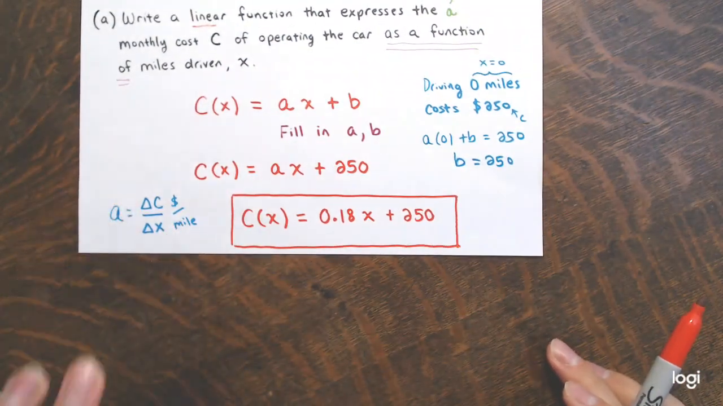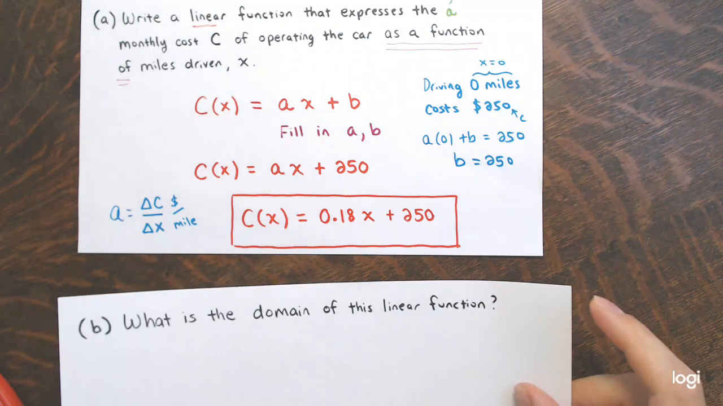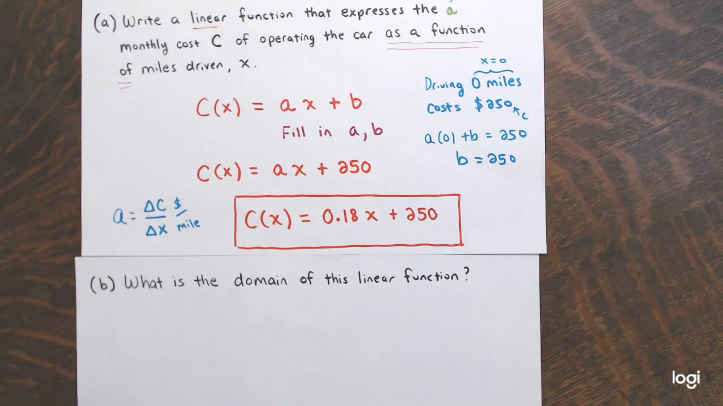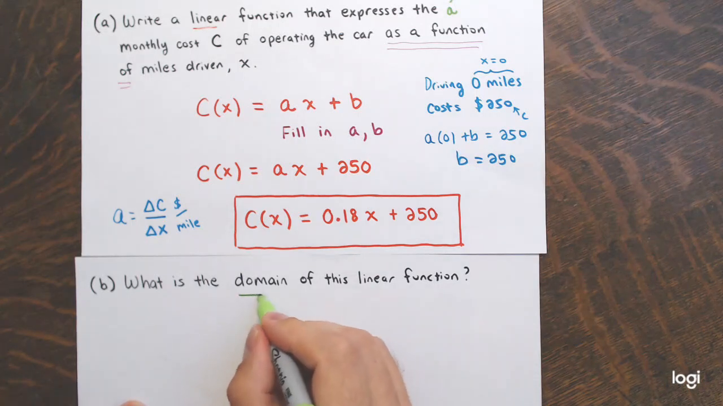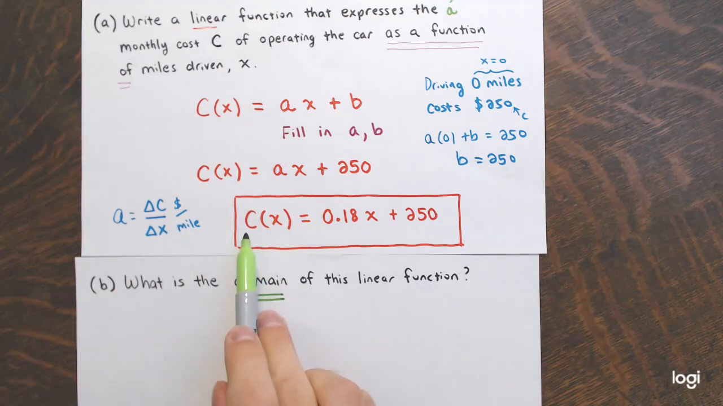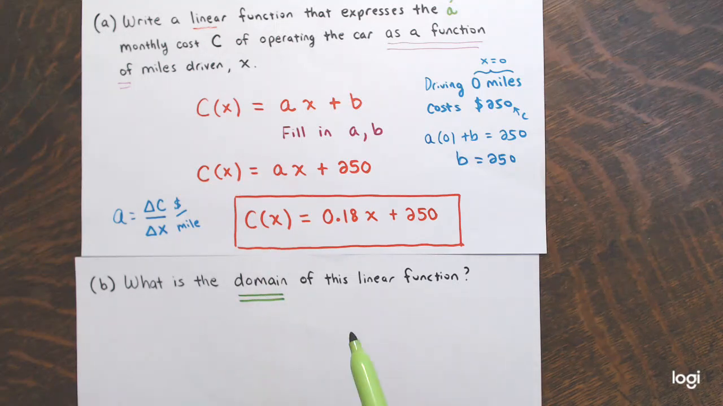Right? Okay. So there's this function, and the rest of the parts are pretty similar. Now part B is a little different, right? But after that it's pretty similar to my first example in this video. So part B is, what is the domain of this linear function? Now remember, domain is the set of all the inputs that can be used. My input here is X, the output is cost, C of X. So the domain is the set of all the values of X that can be used here.